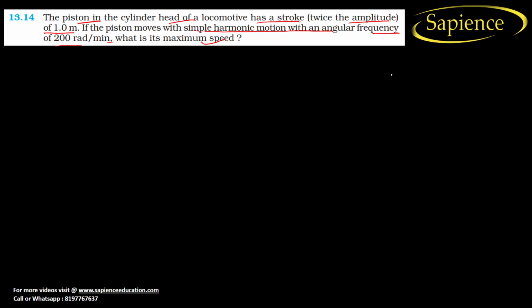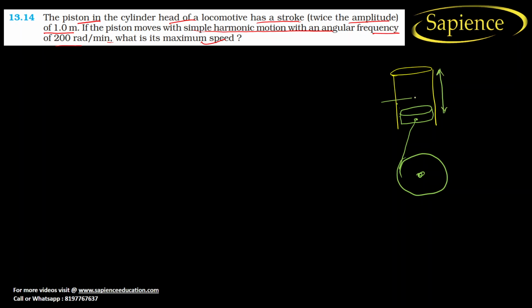There is a piston cylinder. So this is a cylinder, okay? And there is a piston in this cylinder, right? This piston is connected with the wheel like this. So what will happen? This piston will go up and down.